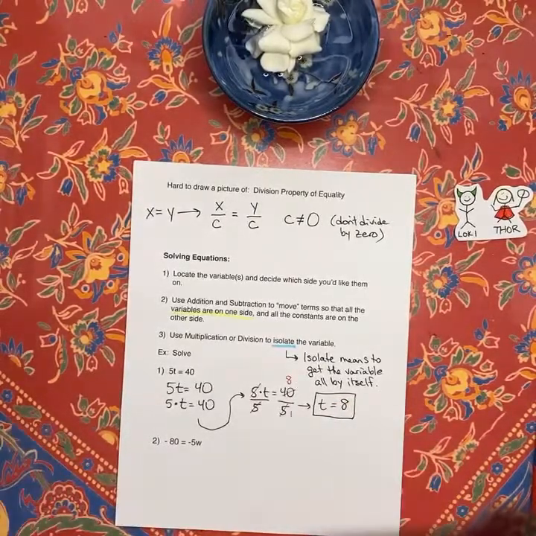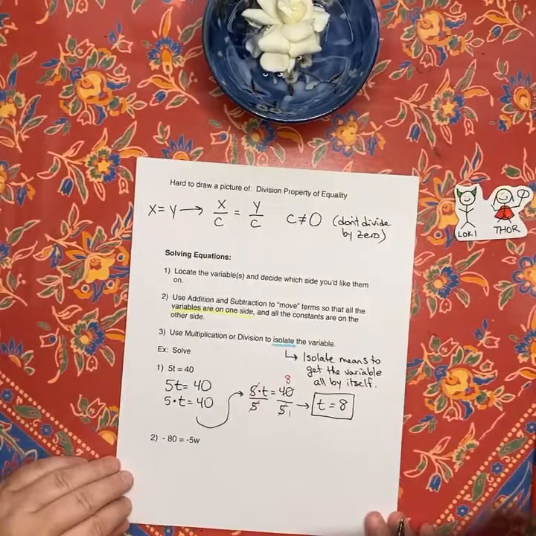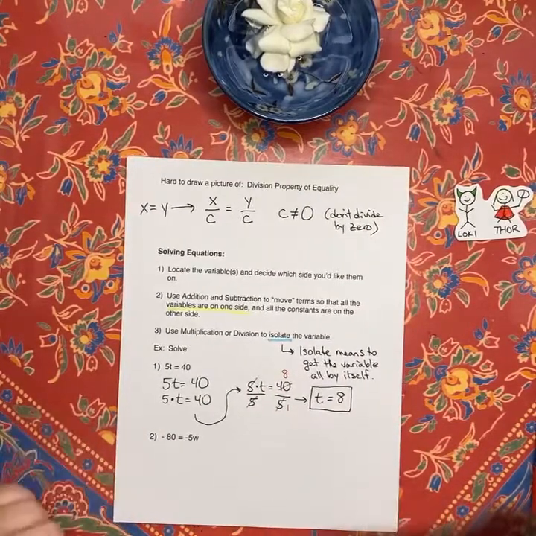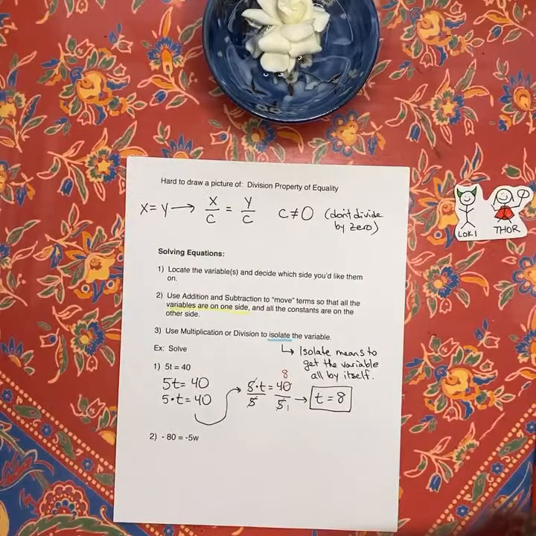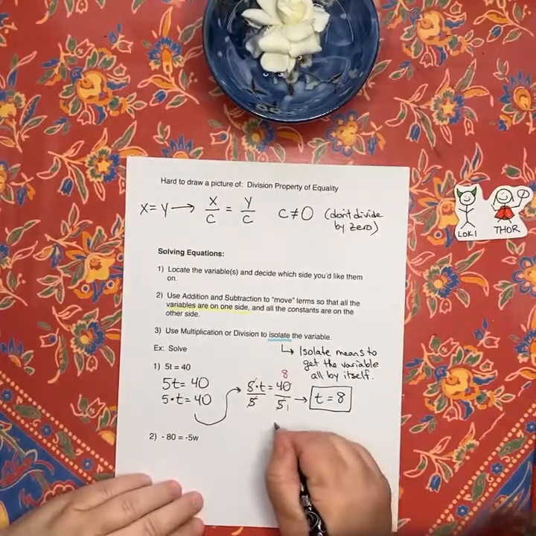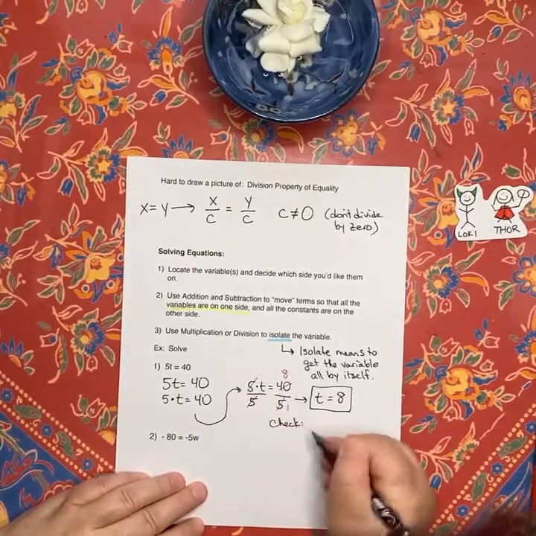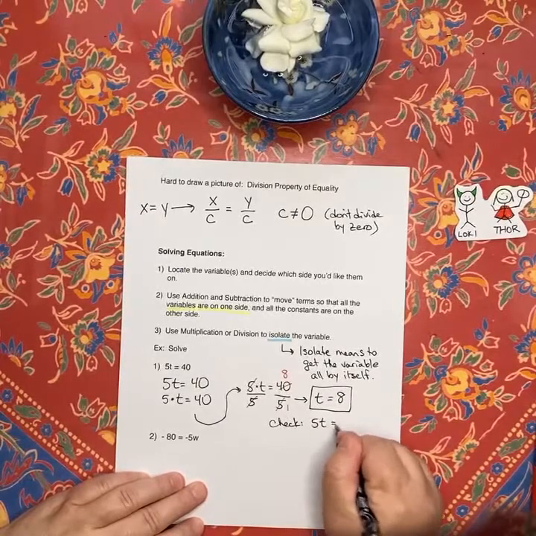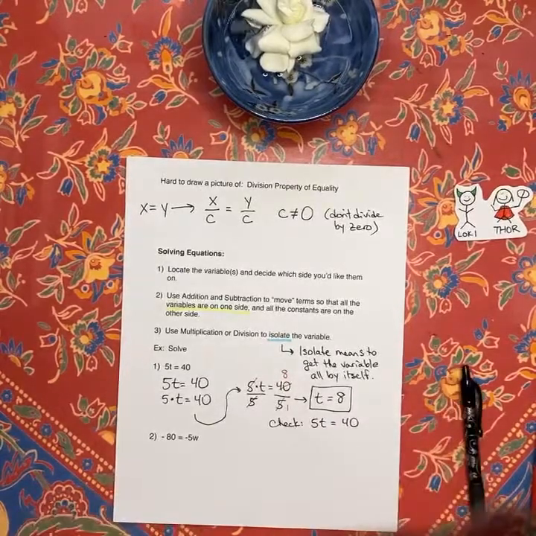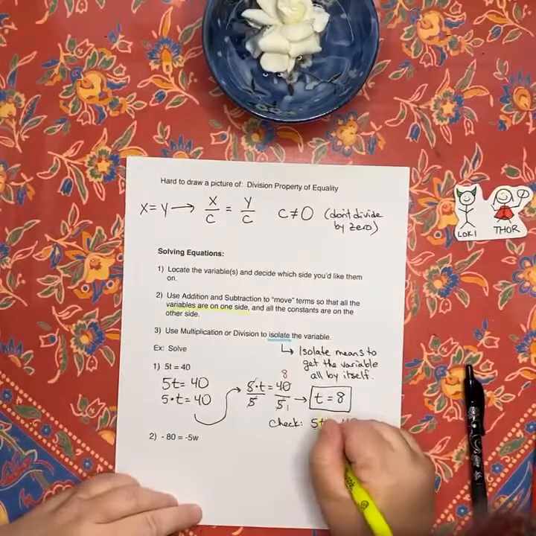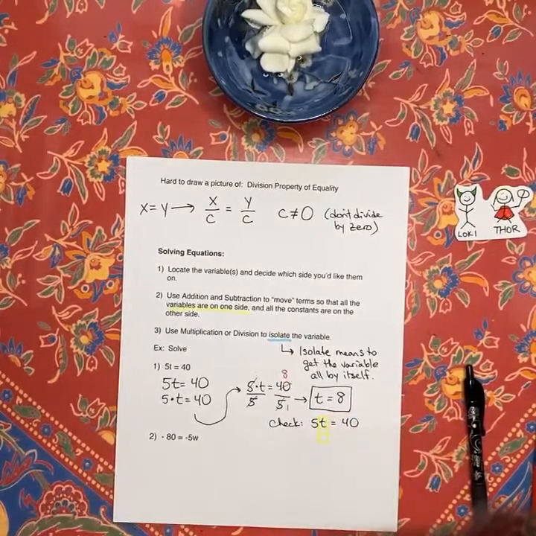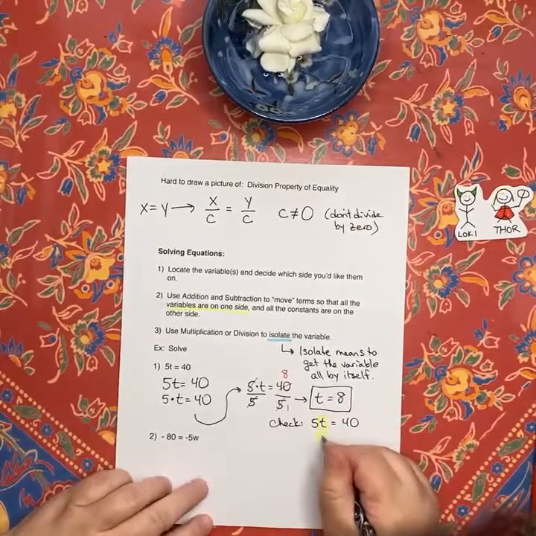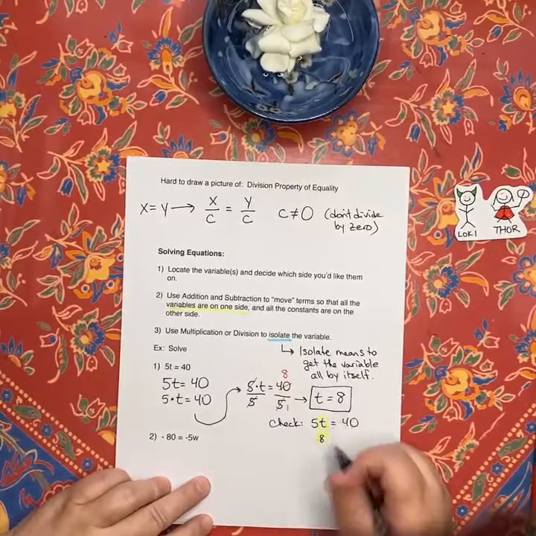Now, it did not say we need to check these because we're just trying them out right now. We're just kind of learning. But we could check it. What does it mean to check? Well, it means you take your equation, 5t equals 40, and in place of the variable, I'm going to put the answer I got.